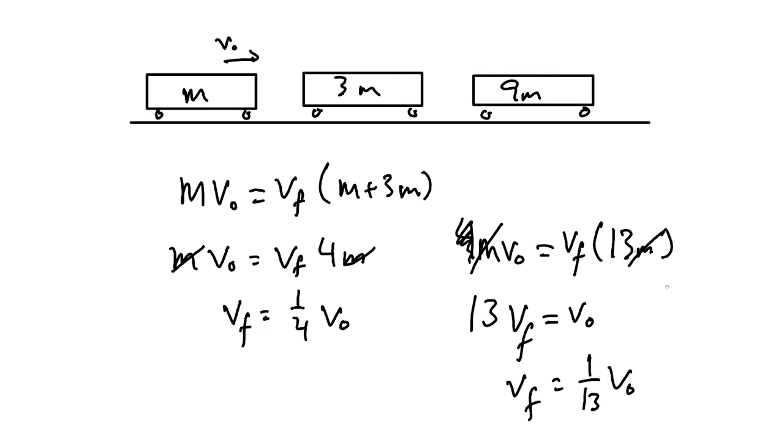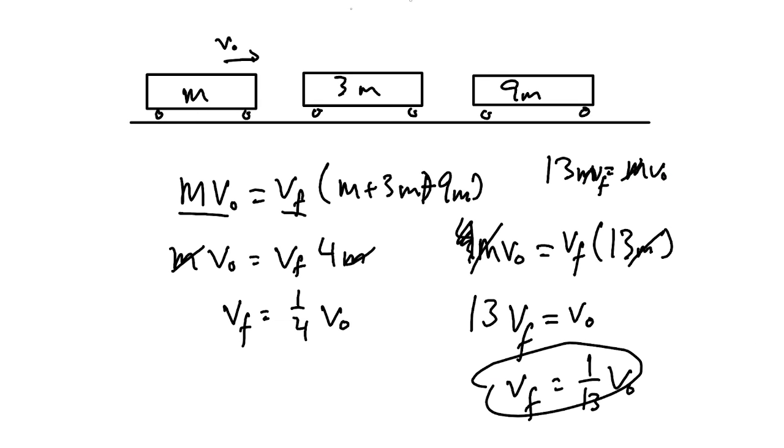And technically, you could have just plugged it in from here, where M v initial is going to be equal to our final velocity times M plus 3M plus 9M here as well. And so that would give you 13M v final equal to M v initial. These M's cancel, and we can just go to here, right? All right.